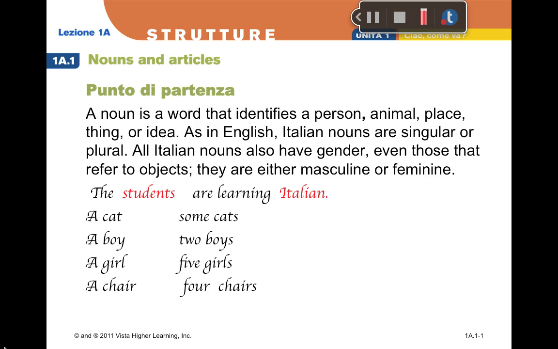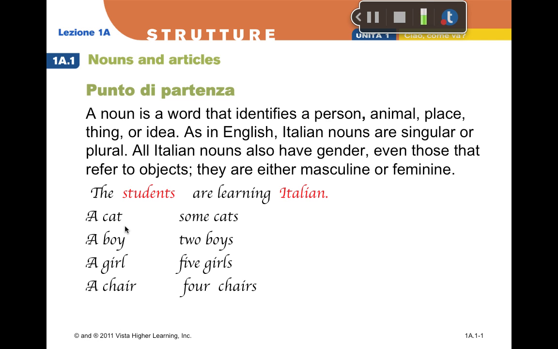Okay. So for example, in this sentence, the students are learning Italian. Students is a noun, Italian is a noun, un sostantivo. In English, usually the only distinction is between singular and plural. And the same happens in Italian. So, for example, in English you have a cat, some cats, a boy, two boys, a girl, five girls, a chair, four chairs. Okay? The same will happen in Italian.